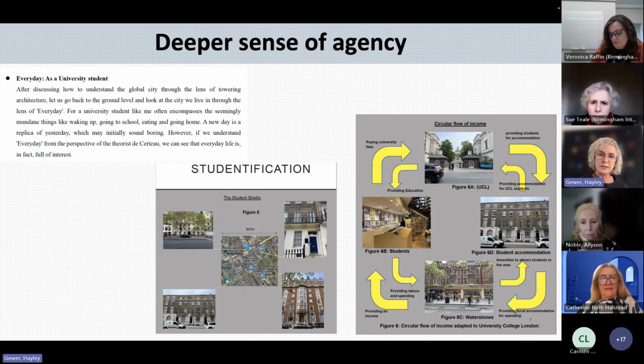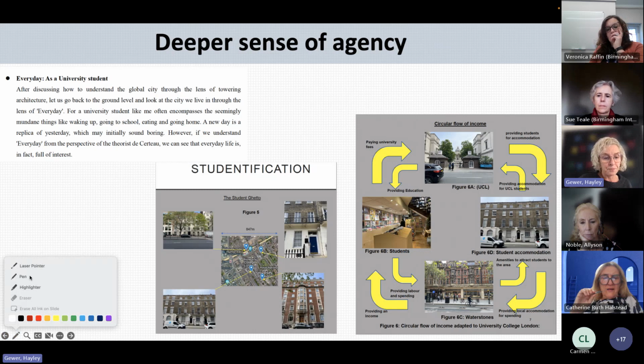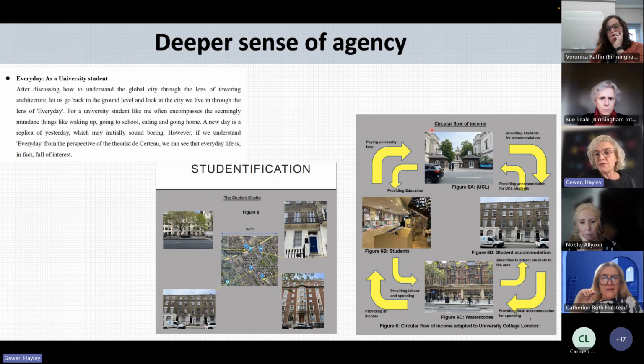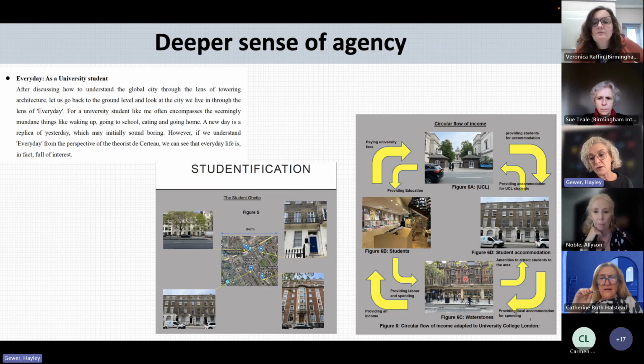And this is also the sense of agency as creators of meaning, realizing that the content that they were creating in these multimodal portfolios is valuable and contributes to knowledge production. And here you see an example of a student who's developed this circular flow of income. So thinking about students and their spending patterns and their consumption patterns, as well as the university's spending patterns. So they developed this flow chart around these patterns.